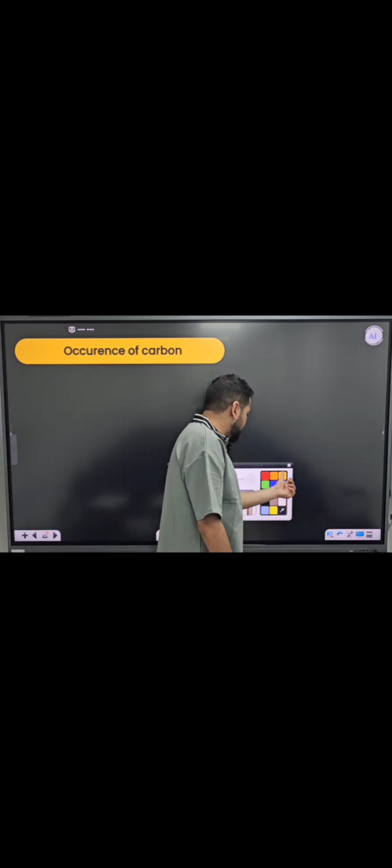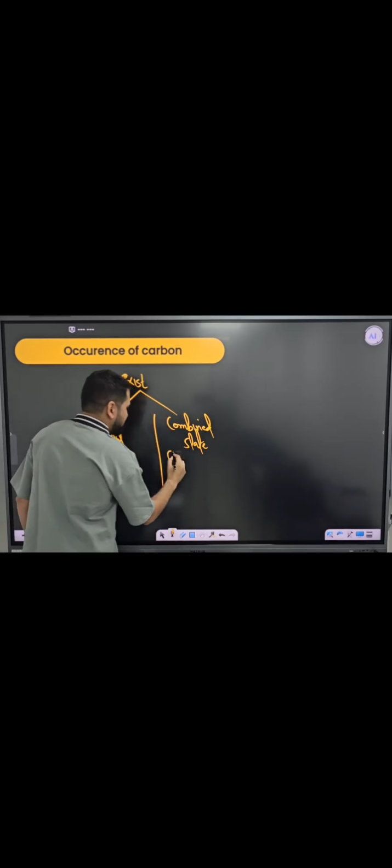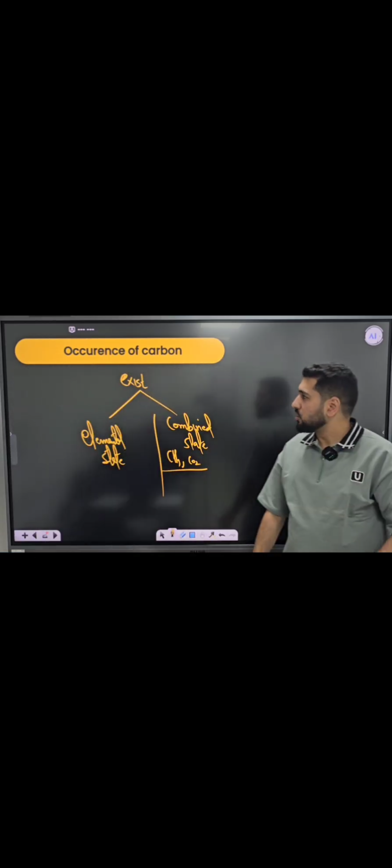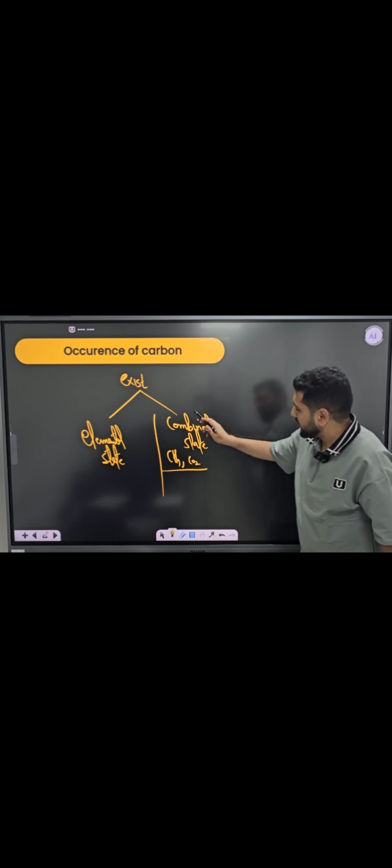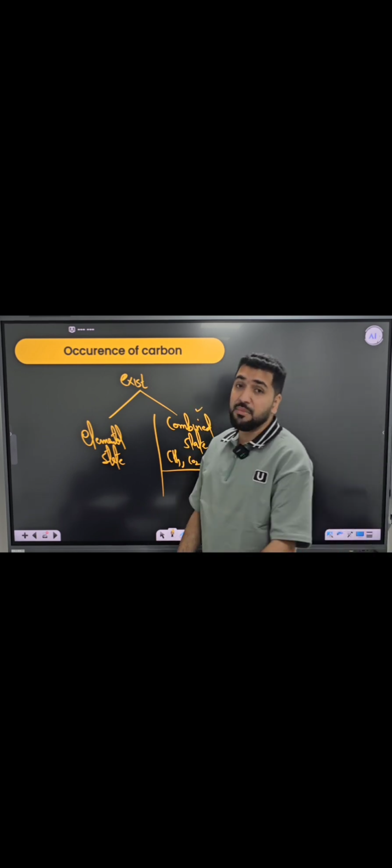Let's try to find out a few more things. Occurrence of carbon. Guys, we know that carbon can exist in elemental state. At the same time, it can exist in combined state, right? How exactly combined state? For example, CH4, methane. For example, CO2, combined state. Here carbon is present with hydrogen. Here carbon is present with oxygen. So carbon can be present in combined state, or carbon can be present in elemental state as well.